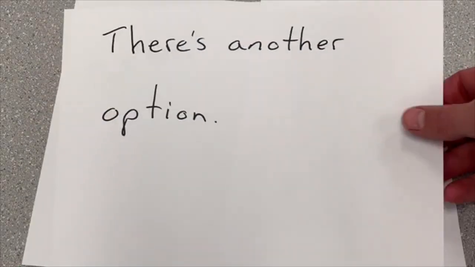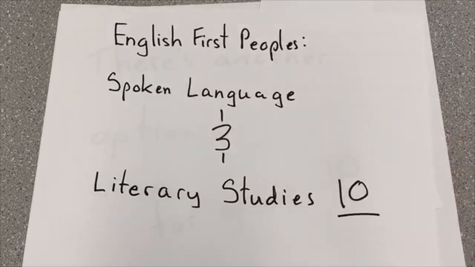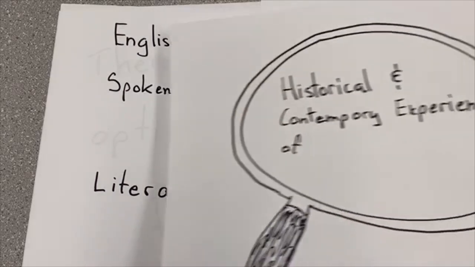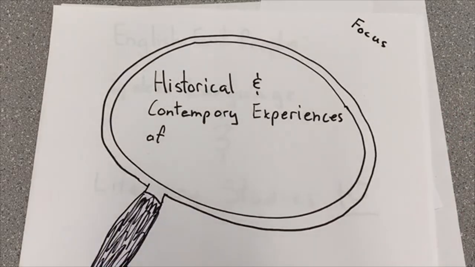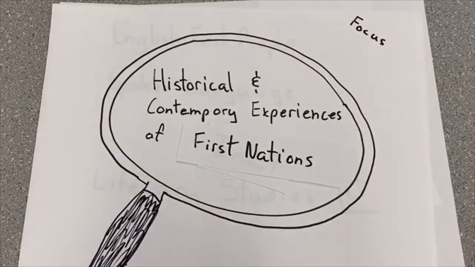But wait! English First Peoples Spoken Language 10 is yet another option to meet requirements for English 10. Like the other Grade 10 options, it is paired with Literary Studies. This choice differs from the others in that the focus of the course will be the historical and contemporary experiences of Métis, Inuit, and First Nations peoples.